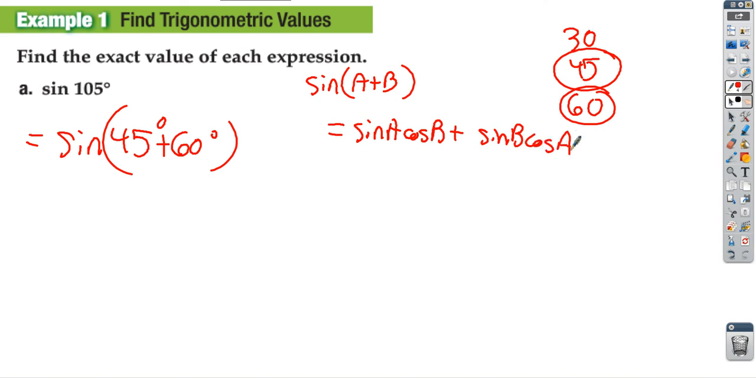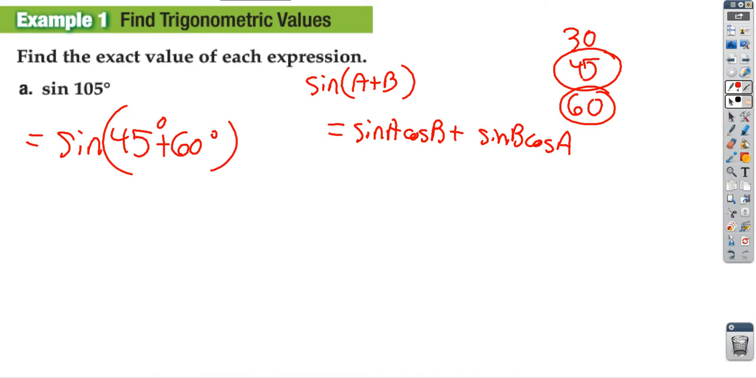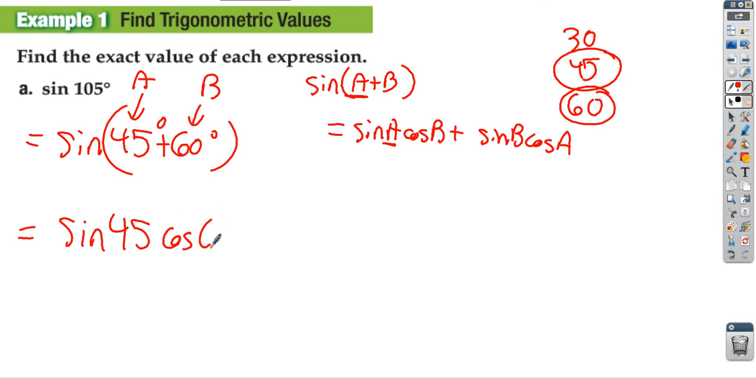Again, I'm getting that from this sheet right here, in this top right corner. Alright, so let's expand this out, following the same pattern. A is the first thing, so that's our A right there, and that's our B. So the sine of A would be sine 45, cosine of B, so cosine of 60, plus the sine of B, so the sine of 60, times the cosine of A, cosine of 45.